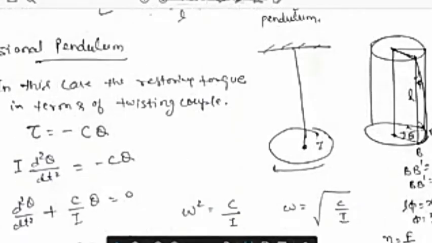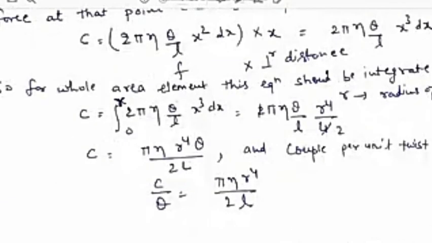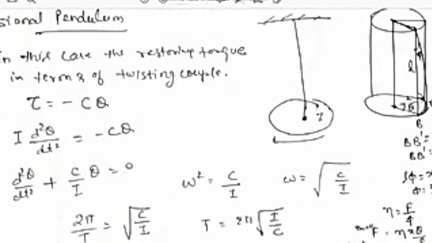So in the case of the torsional pendulum, the couple changes with the twisting angle as well as the modulus of rigidity. By putting this equation in here, we obtain the final expression for the time period of the torsional pendulum. This is the final expression.